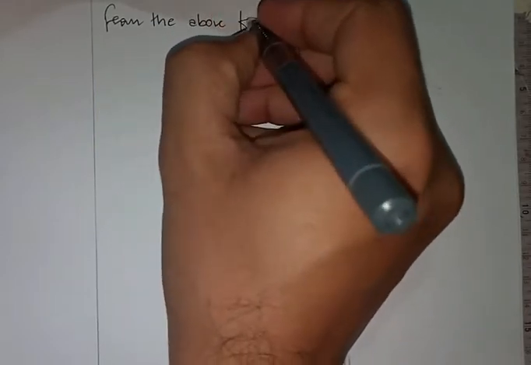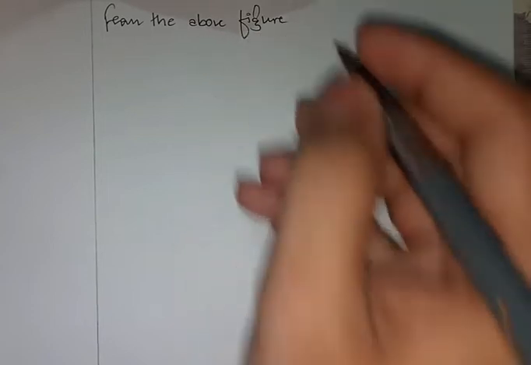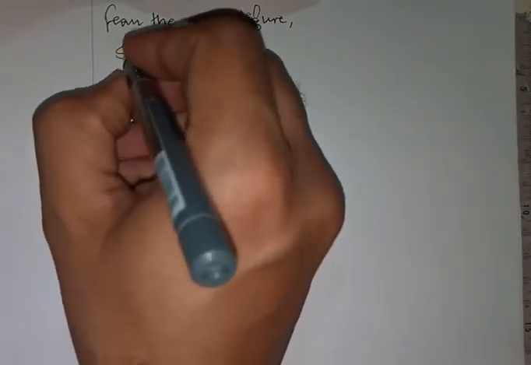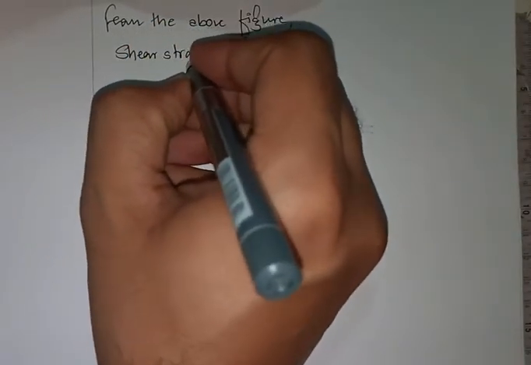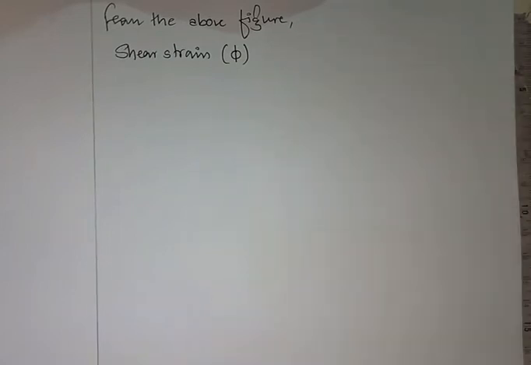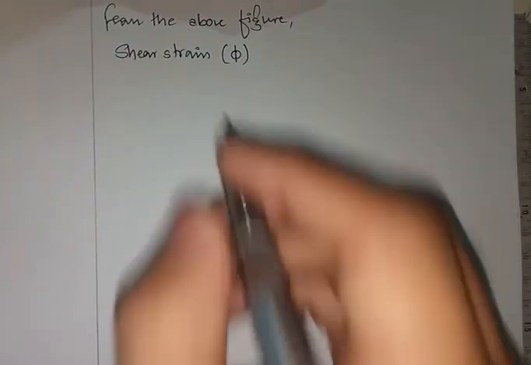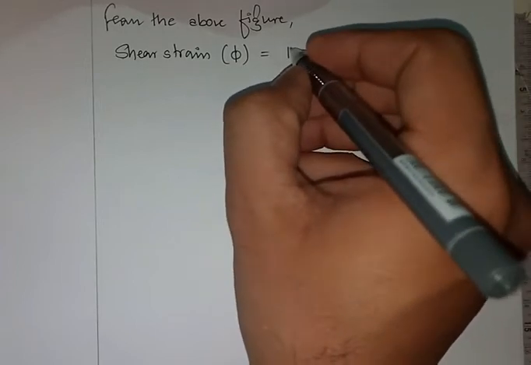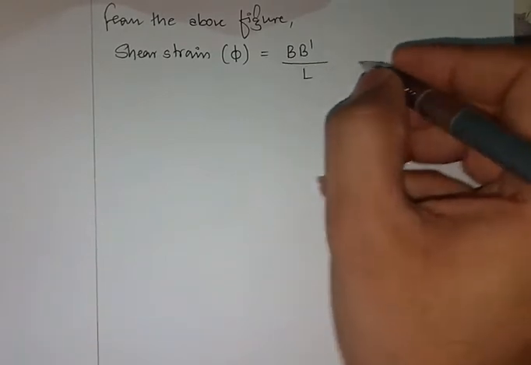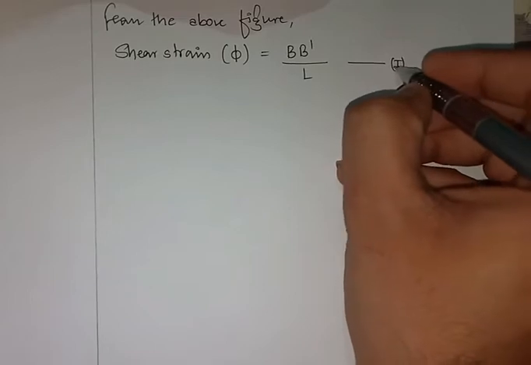So what I can write here is, from the above figure, that is from the figure what I have explained you previously, shear strain, I have denoted it by phi, can be written as transverse displacement, which is B dash, B has moved to B dash, divided by L. So this you can take it as equation 1.